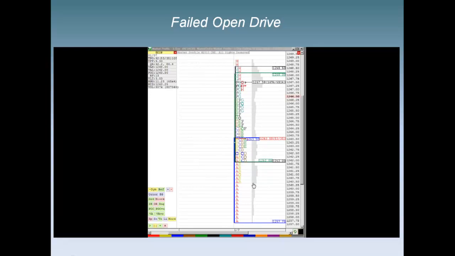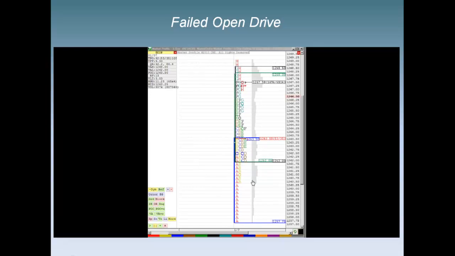And when you see these signs, you learn to identify them quickly. So don't get carried away simply because you see an open drive. It may turn on you, and you have to keep your eye open for these eventualities when they do happen.